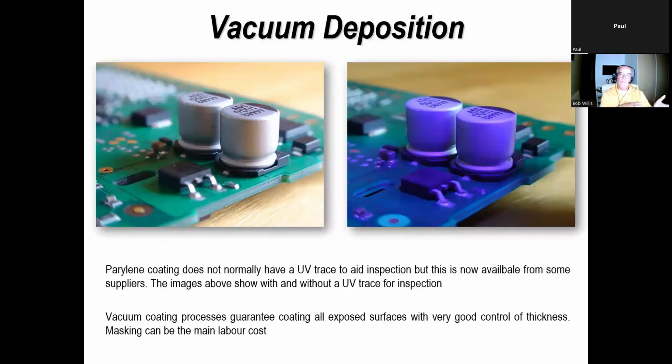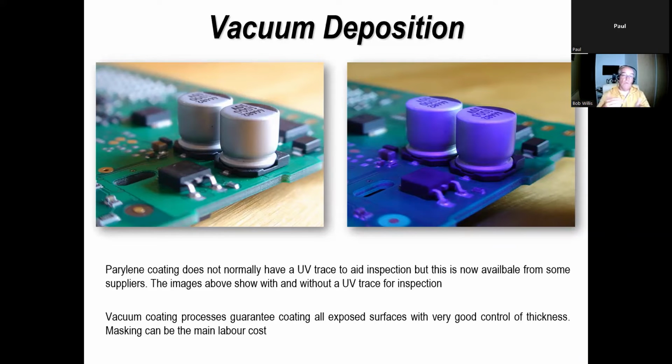Now, the final type of conformal coating I wanted to mention is vacuum deposition, better known as parylene. Parylene is a coating which pretty much 100% covers any exposed area on a PCB. It has a very, very consistent thickness. So if you say you want 5 microns, 10 microns, 15 microns, that's what you get, as long as you've programmed the machine properly. Parylene is the most expensive. It is the Rolls-Royce of conformal coatings.